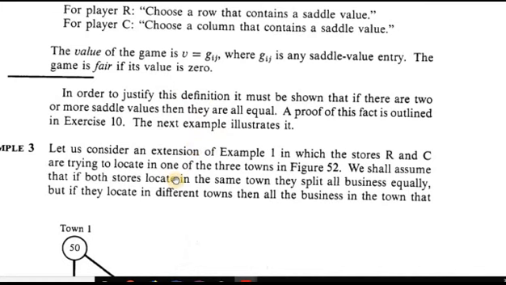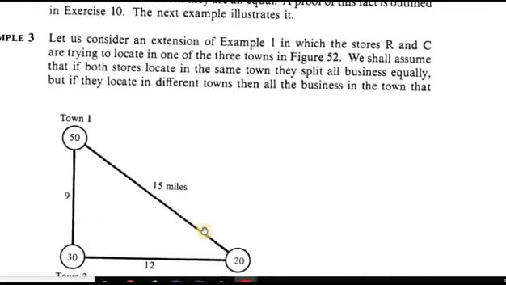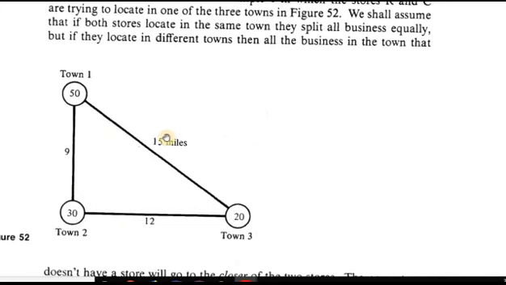All right. So here, let's consider another case where we have 3 towns, and these 3 towns are listed here. These numbers give the percentage of the total population. So 50% of the total population is in town 1, 30% in town 2, and 20% in town 3. Now in this case, the rule is that the customers will go to the closest store. So for instance, if one store locates here and one store locates here, then of course the people in town 1 will go to the store that's located here. People in town 3 will go to the store that's located here.